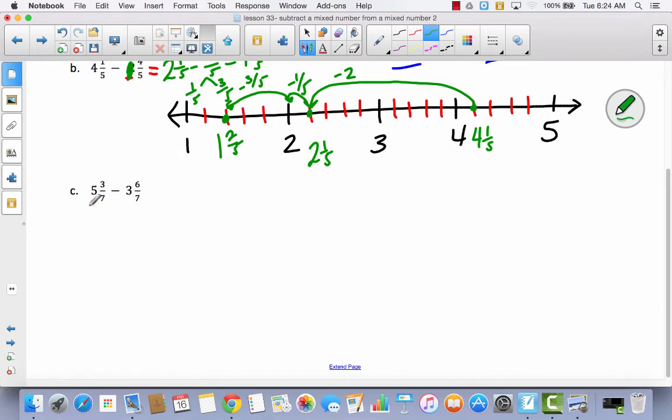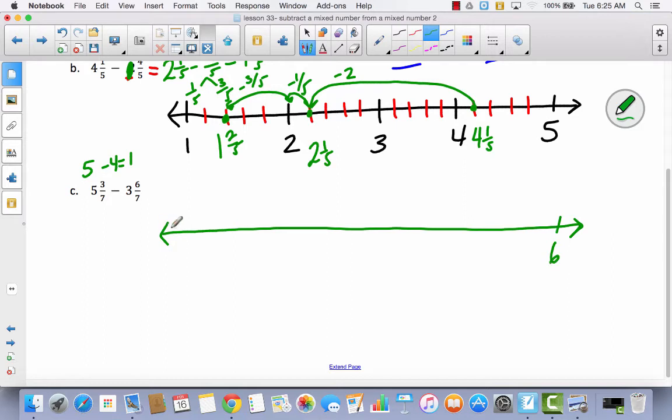Okay, so again, I'm going to draw my number line. We are subtracting. That's the method that we're using here. So I've got to use a little bit of an estimate here so that I know how big to make the number line. So 5 and 3/7 is about 5, and 3 and 6/7 is about 4. So my answer is going to be close to 1, so that means that I've got to start my number line again with 1, but I have to go all the way to 6 this time.